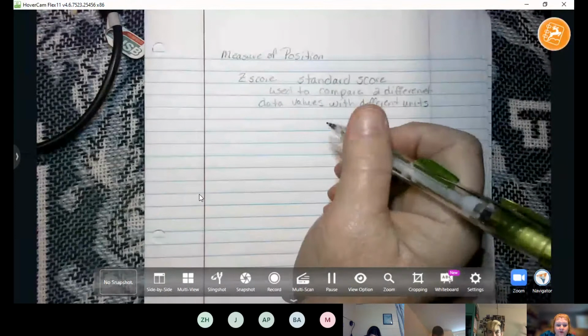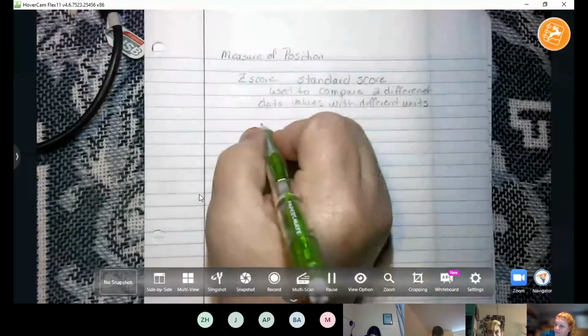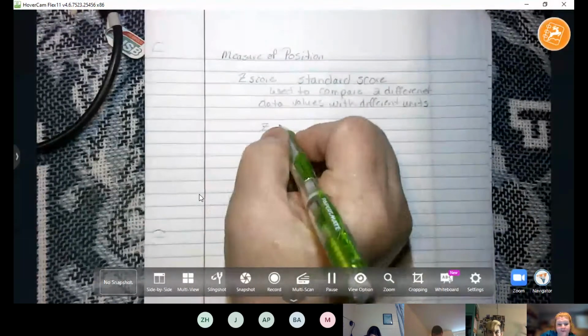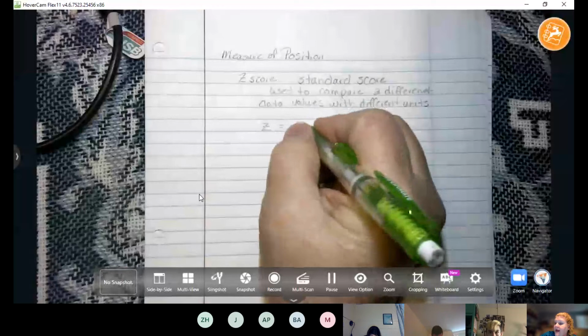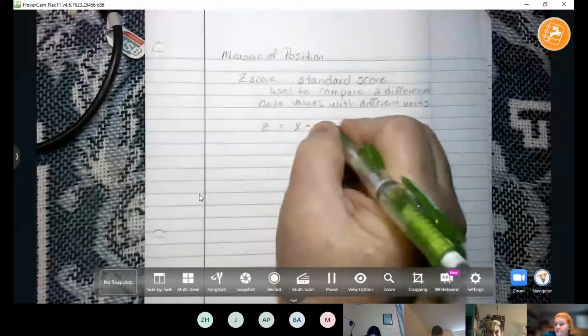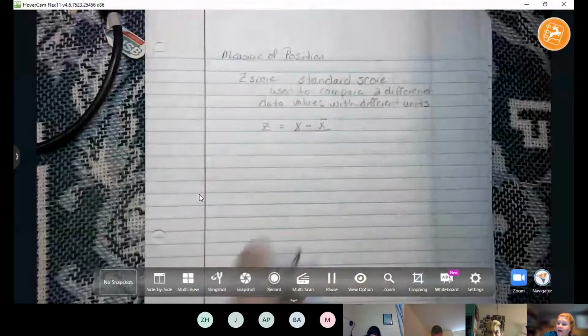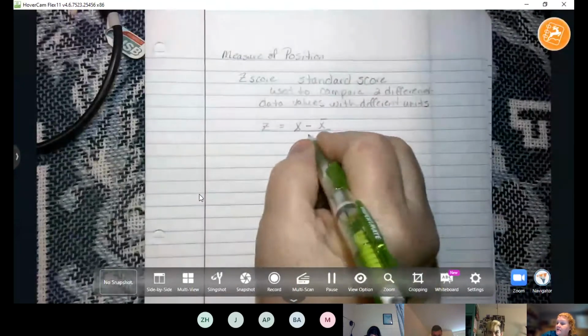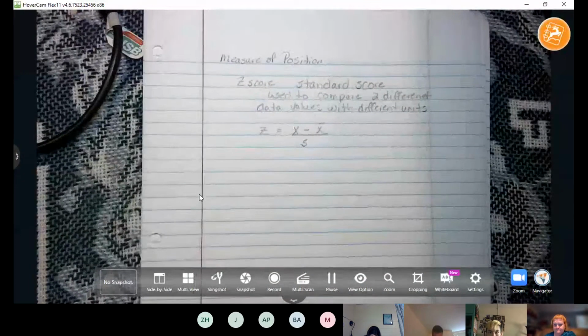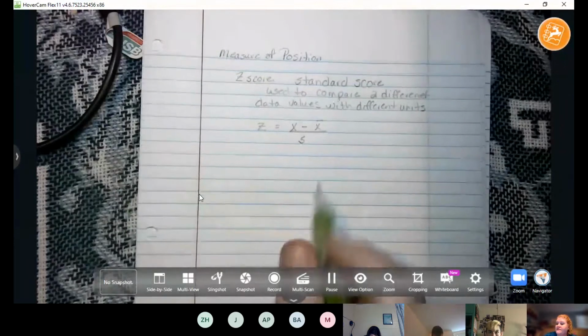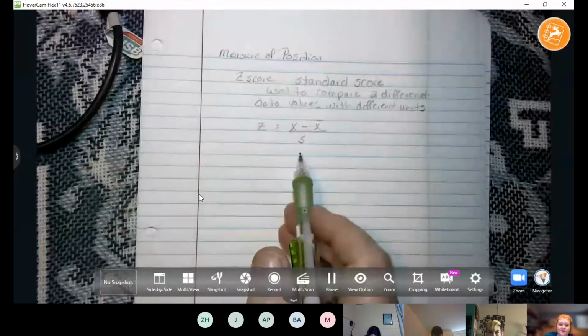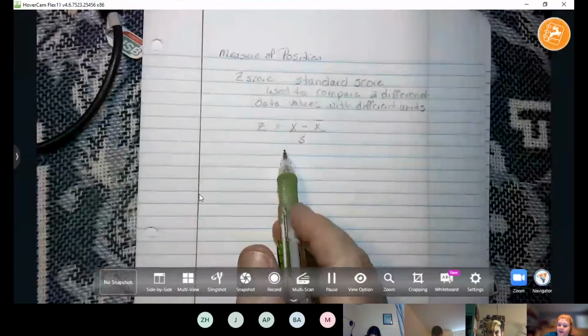The way that you calculate a Z-score is you're going to take the data value minus the mean, divide it by your standard deviation. So this is the way that you calculate a Z-score.